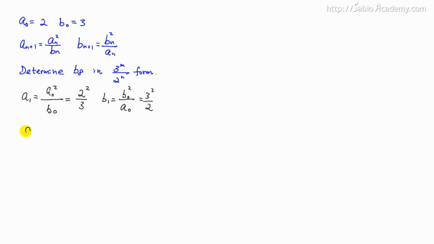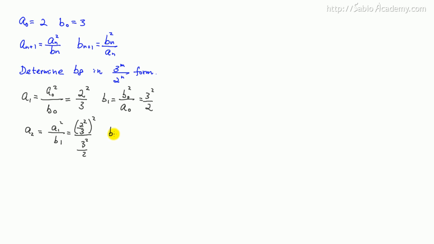Are you? Let's see. A sub 2 is then what? A sub 2 is, well, it's defined by this, so it's A sub 1 squared over B sub 1. Then again, we know A sub 1, that is this here. So we have 2 to the second power over 3, the whole thing squared over B sub 1. What is that? That's 3 to the second power over 2.